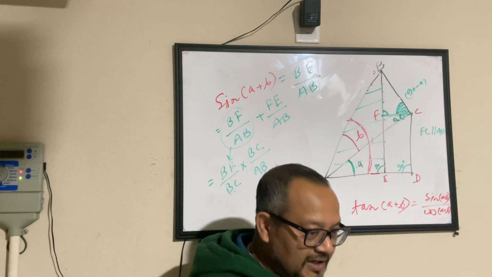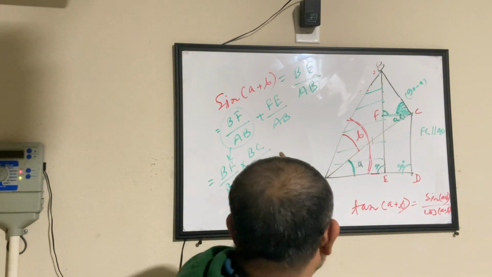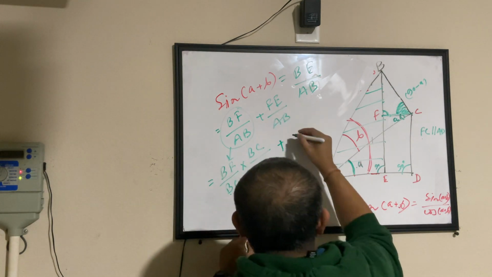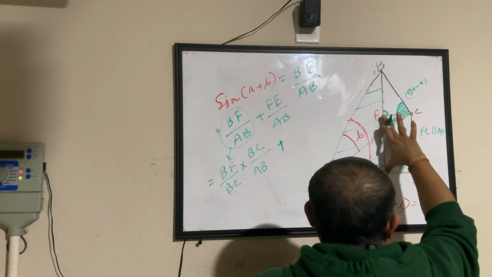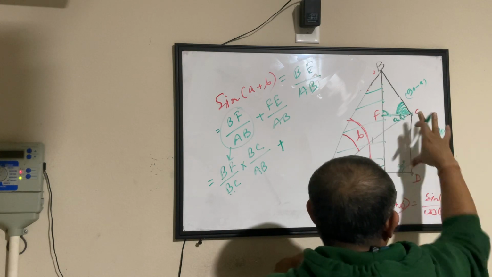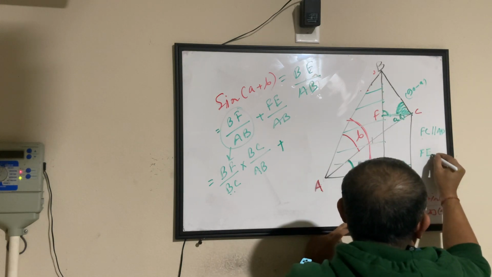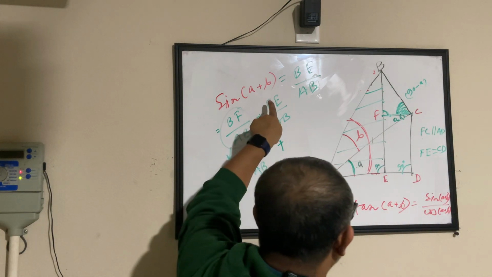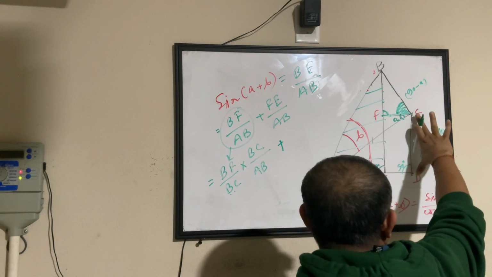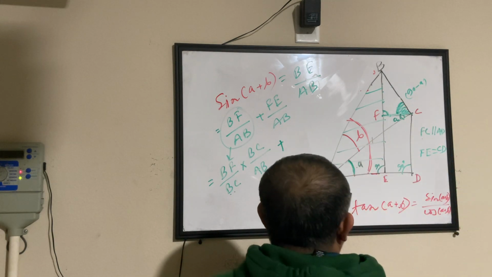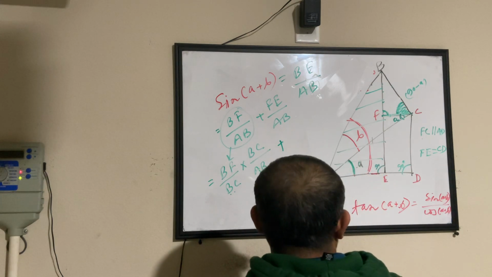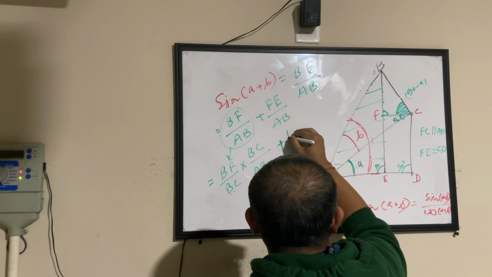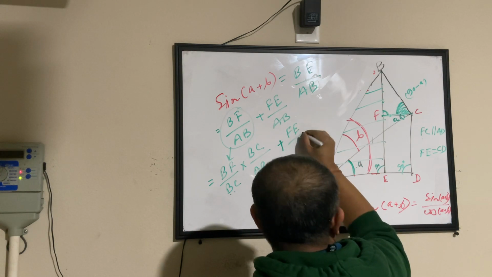Okay, so let me do one thing. Let me just complete this equation and then I will try explaining it. So this is coming from this part. Now FE is nothing but the same as, if you look at this, FE equals CD. So instead of FE, I will say CD. Now what will I do? Let me do some magic here.